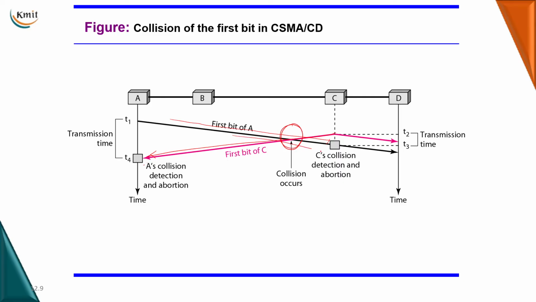The bits of A are colliding with the bits of C. Not exactly here; they are colliding somewhere here, because when A started transmission, C did not know about A, and when C started transmission, A did not know about C. At a later point of time there was a collision, and due to this collision the stations will send a jam signal on the channel, telling the other stations to be alert that there is a collision and they can refrain from sending frames.